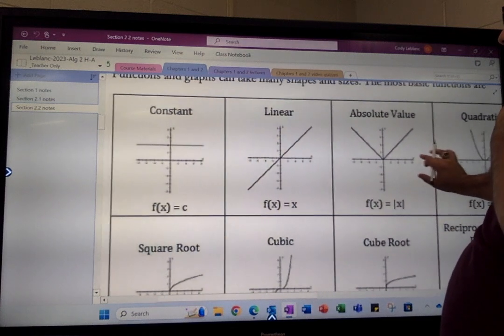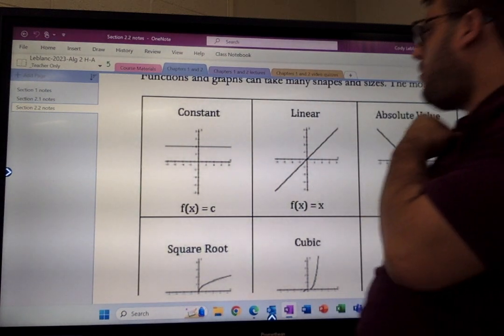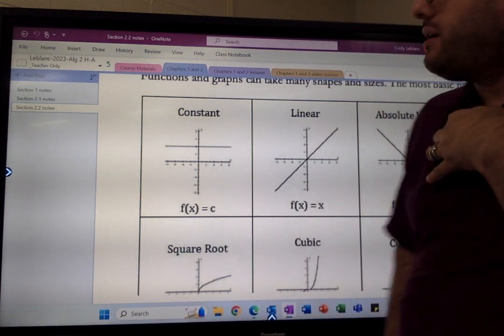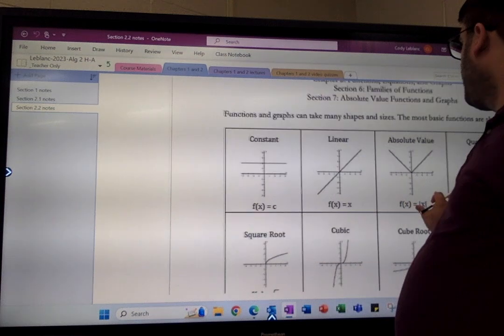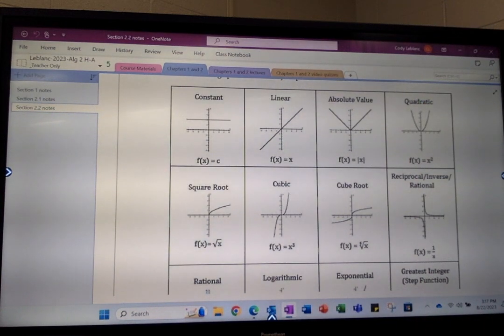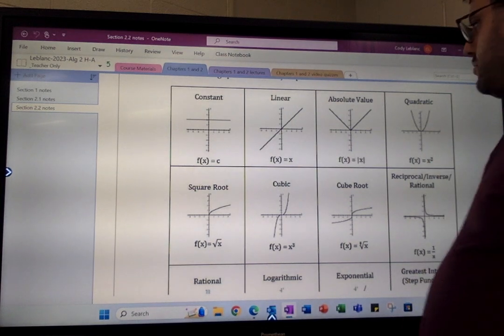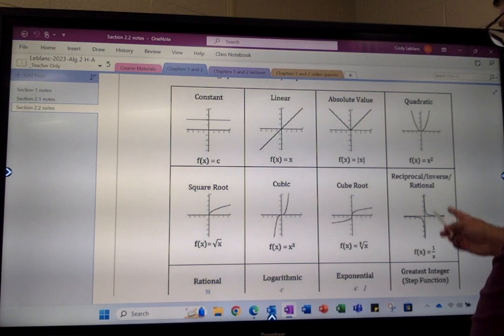Okay, already talked about these two, your constant and linear functions. This is a horizontal line, so that's just where your slope is 0. Here's just a regular linear function. We have absolute value, which we'll talk about in this section. Quadratics will be in chapter 3. Square root function, cubic function, cube root.